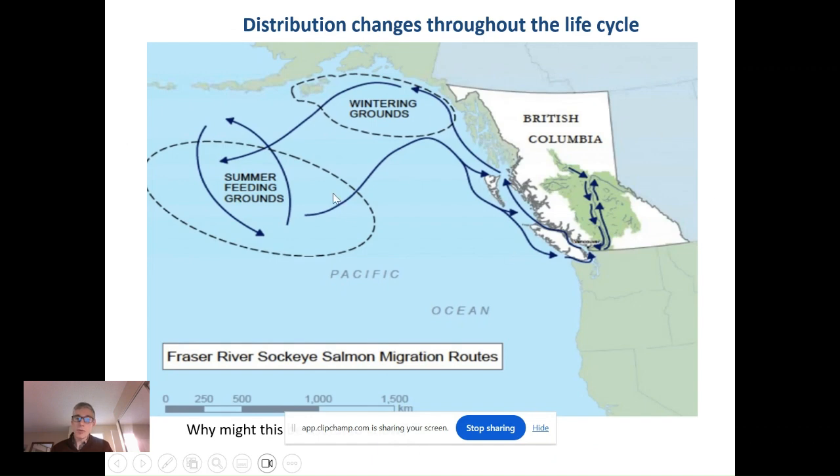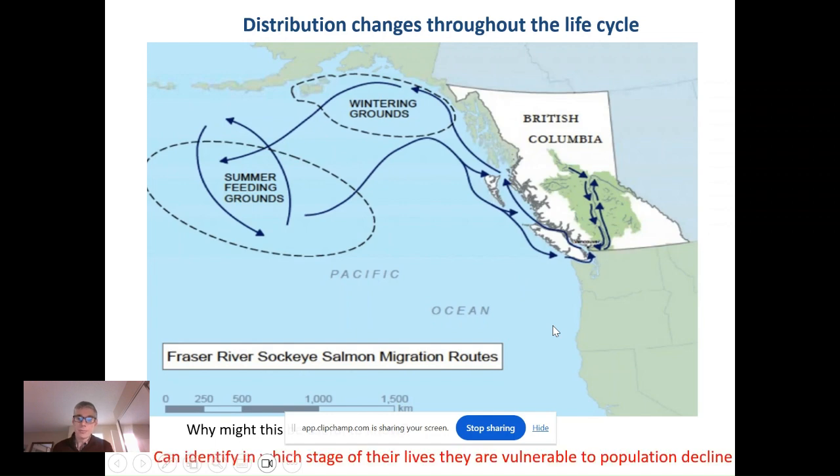Here's another example of distribution importance. Sockeye salmon actually breed in our rivers, but they winter in the Bering Sea up near Alaska and the Aleutians, and then they feed in their summer feeding grounds in the open ocean in the Pacific. So you need to know what's happening in each of those locations to understand the population's change. Turns out they're being fished pretty heavily, and that's one of the reasons why they're declining, coupled to factors to do with their own streams here in BC. Okay, so we can find out the vulnerable stages.